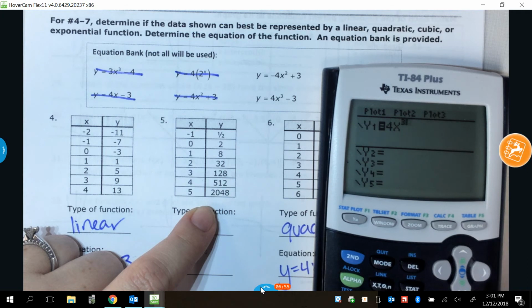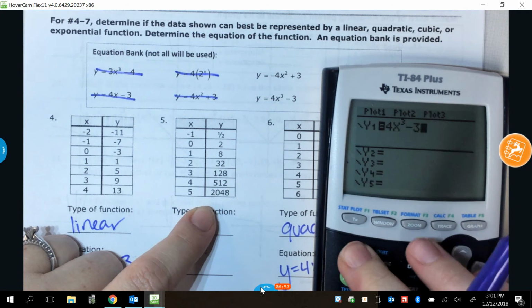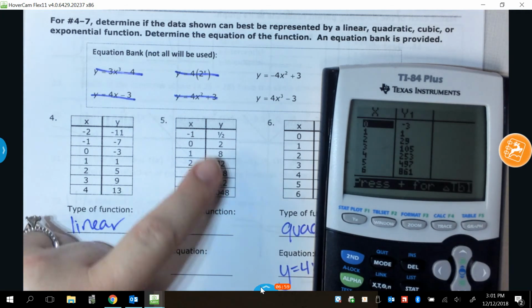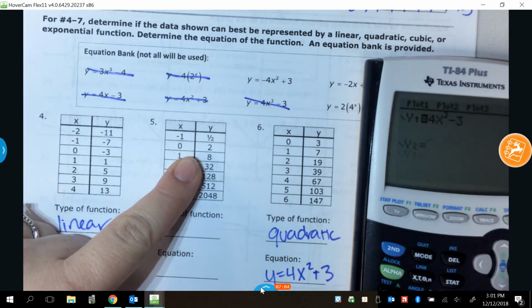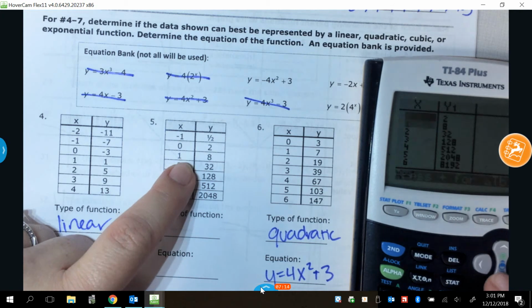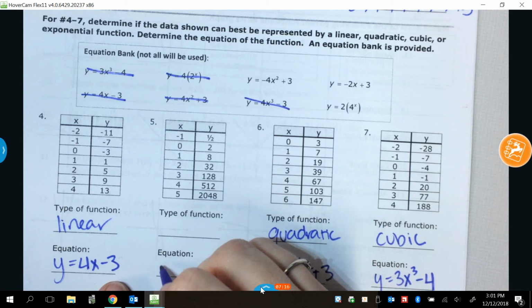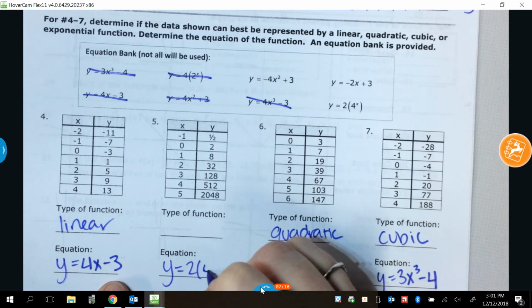4x to the third power minus 3, second graph. This has 0, negative 3, this doesn't, so it's not that one. So then let's try this last one. 2 times 4 to the x, second graph. Okay, so this is 0, 2, 1, 8, so there's my equation. Y equals 2 times 4 to the x power.